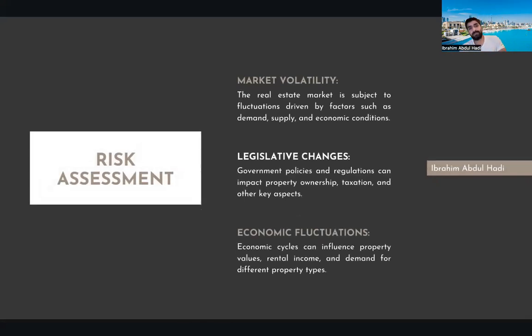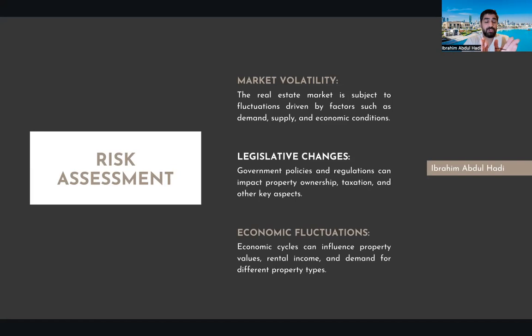The risk assessment is to understand different categories. First of all, the market volatility, the legislation change, and the income fluctuation. When we talk about market volatility, we are talking about fluctuation driven by different factors in terms of demand, supply, economic conditions. About the legal side, that is based on government policies and regulation that impact ownership, taxation, and key aspects.